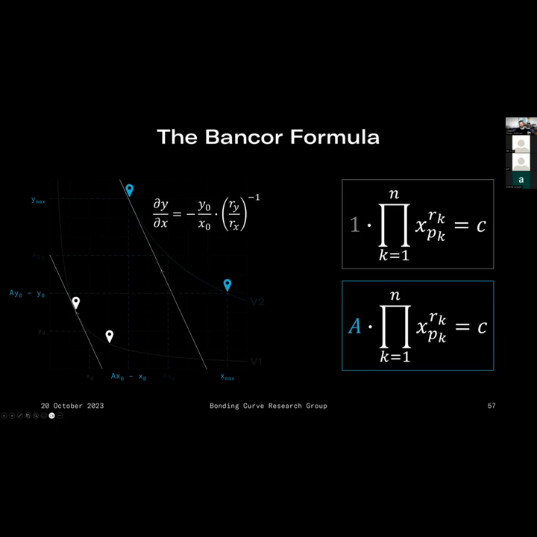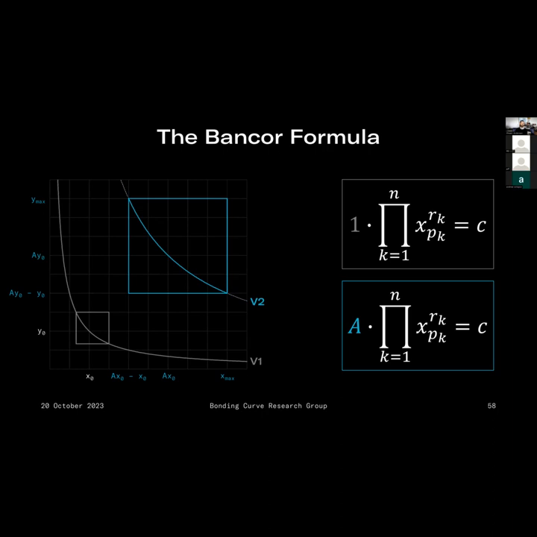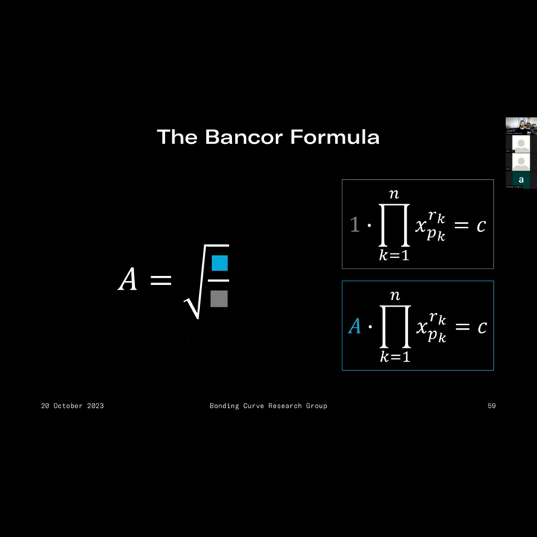And what this results in is the construction of two squares. And the way to understand this A term, this A coefficient, is that it is the square root of the ratio of those two areas. That is the actual definition, the geometric intuition that I want you to have for what it means to have this A coefficient.